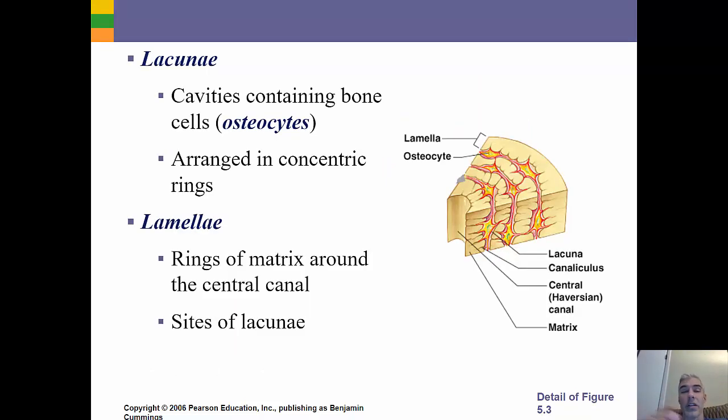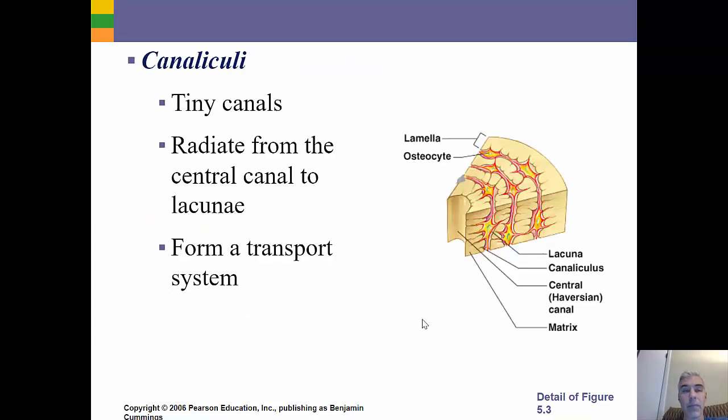So here it is up close. The lacunae, remember, are the cavities that contain bone cells. And you can see they're in rings, but then you have the lamellae, or the rings of matrix, that surround the central canal, right? Almost like the tree rings. Actually, I'd say the lacunae and the cavities are almost like the tree rings, and then everything that's like the wood between them is the lamellae. And then the canaliculi are those tiny canals that radiate to transport materials around from cell to cell within the bone.